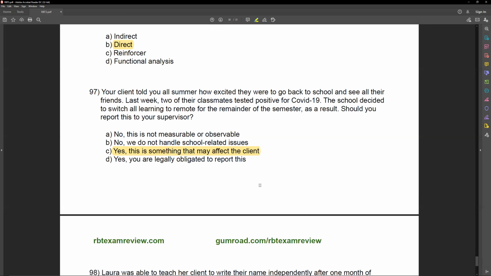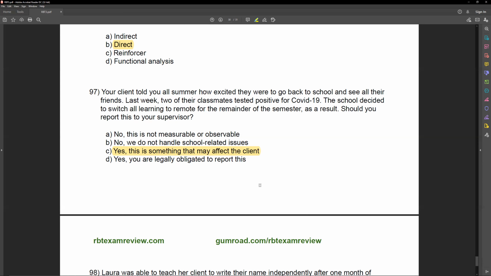Your client was excited all summer. Maybe that was used as reinforcement. Maybe it was a motivation, and now that's taken away from them, okay? Think about when you were excited for something and then it was suddenly taken away from you. How does that make you feel, right? Same thing here. Although we can't predict, we can't know for sure, and we can't assume it's going to change the client or affect it, it really might, right?